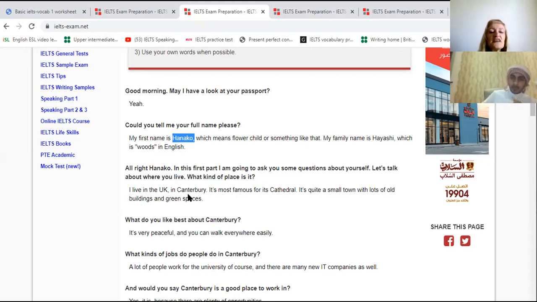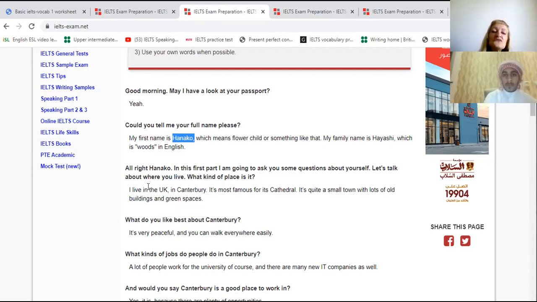It says, I live in the UK, in Canterbury. Well, I know you don't, but I'm thinking that's close to where I used to live in the UK. That's quite surprising. But, for example, you would say, I live in the UAE, in Abu Dhabi or wherever you are. And it's most famous for, I don't know what you've got, a famous building there. And it's quite a small town, or it's a big town with lots of buildings and green spaces. Maybe you've got parks and places you can go and have fun.